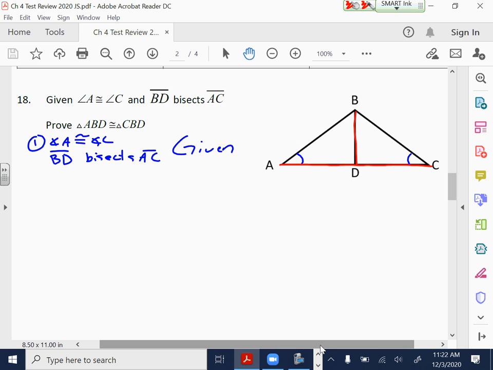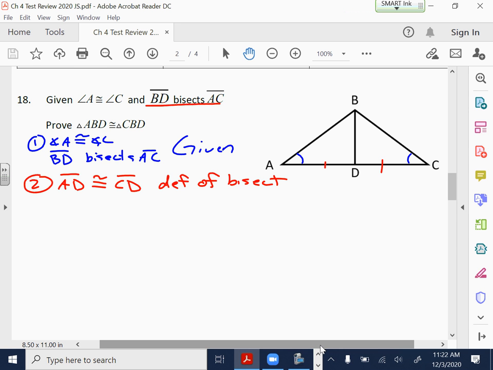Well, remember, if you bisect something, that means you cut it perfectly in half, which means we have two congruent sides here. Now again, they don't tell us that. They don't tell us they're congruent. They just say that it bisects, so that's going to be our next step. AD is congruent to CD. Doesn't matter what order you put those in. And that is simply the definition of bisect. That's how I knew they were congruent, because if it bisects, that means they've got to be the same.